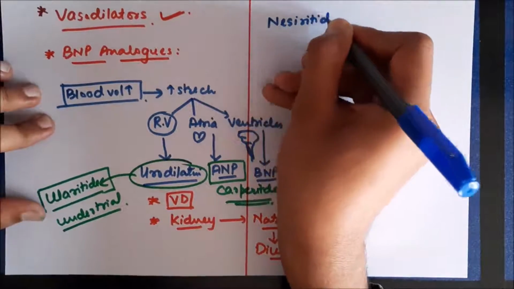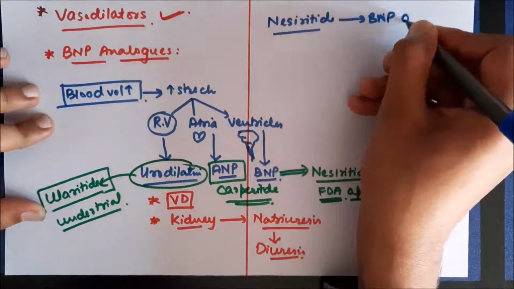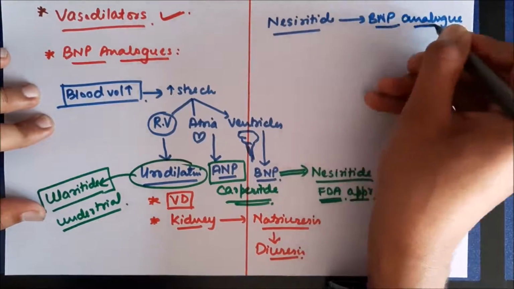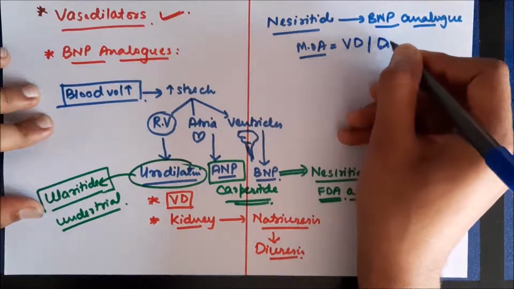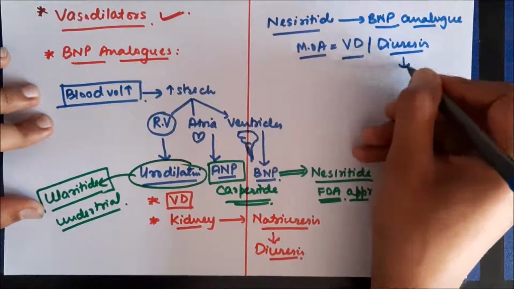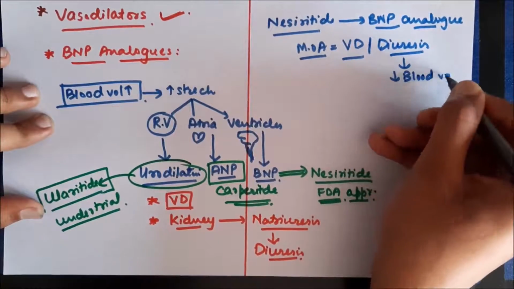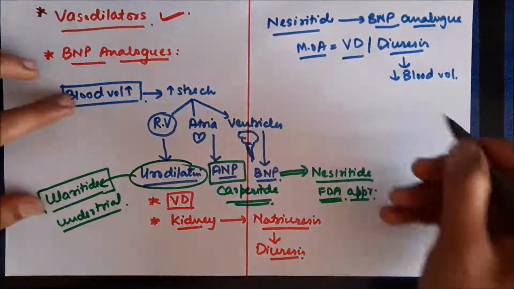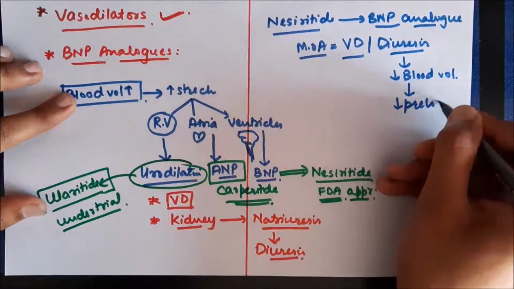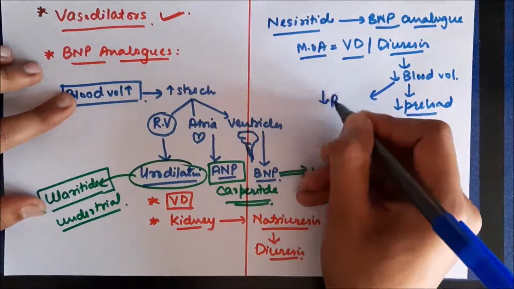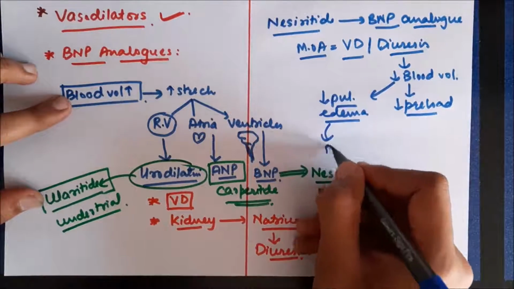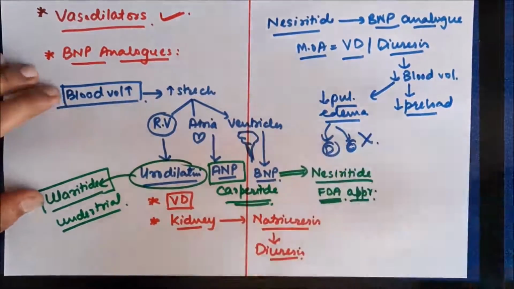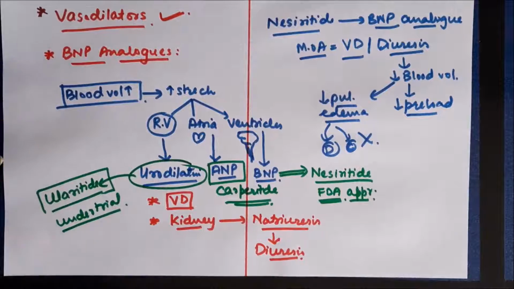Now, if we talk about the pharmacology of Nesiritide, this is a BNP analog, and the mechanism of action of Nesiritide is that it causes vasodilation and it also causes natriuresis and hence diuresis, therefore decreasing the volume of blood in the body. Because of decreased volume of blood, there will be decreased preload reaching the heart, and there will also be decreased extent of pulmonary edema, which will cause a decrease in the symptoms of the patient, such as dyspnea, etc.